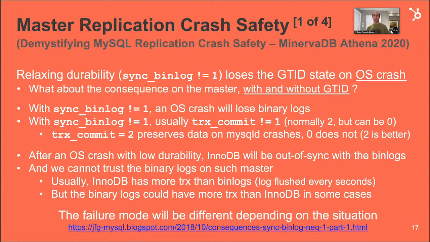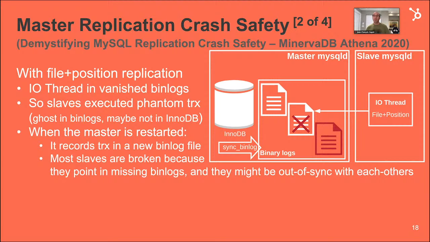So I wrote a blog post series about this. I'll go very quickly into what happens. If a master crashes and didn't sync its binary log, a slave is probably pointing into binary logs that have vanished. So on restart, the master will write a new binary log and the slave will do nothing. Because the InnoDB position was rewound, the slave has different data than the master, and they might not have the same data.